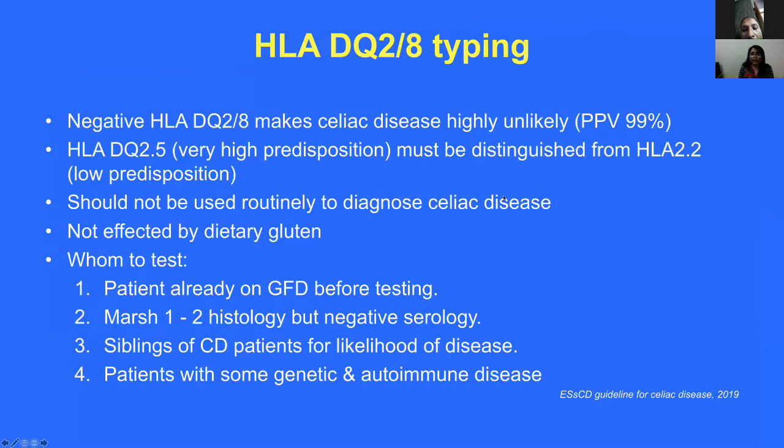HLA-DQ2 and 8 typing, this is important in patients. A negative HLA-DQ2 or 8 makes celiac disease highly unlikely. That is, the negative predictive value is almost 99%. Out of these, HLA-DQ2.5 has got more predisposition, and it must be distinguished from other HLAs in which there is low predisposition.